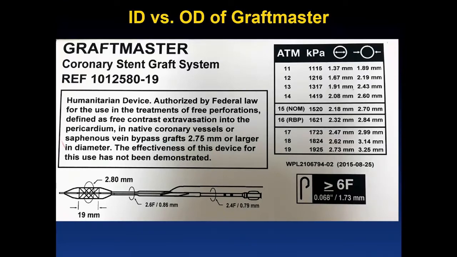The other thing I would point out is this is actually a picture of the box from the Graft Master I put in. It was a 2.8 by 19 millimeter. The 2.8 is actually the OD. So the 2.8, much like a Supera, is a measurement of the outside diameter of that stent. So if you're deploying a 2.8 Graft Master at nominal, the ID is 2.18. So that's important to consider as far as the vessel that you're treating.